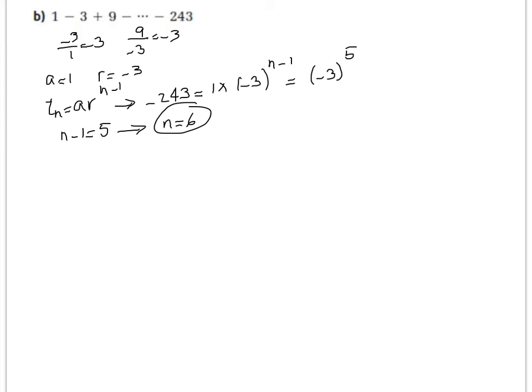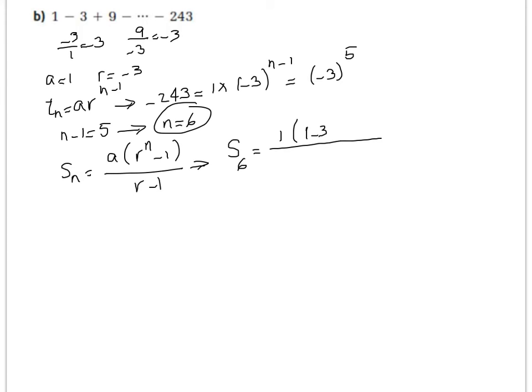Now knowing n, a, and r, I can use the formula S_n is a (r^n minus 1) divided by (r minus 1). So from here I will find that S_6 is equal to a, which is 1, times ((negative 3)^6 minus 1), divided by r minus 1, which is negative 3 minus 1. If we simplify this one, we get 728 in the numerator divided by negative 4, and this is going to give us negative 182.